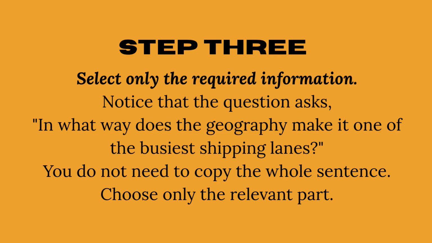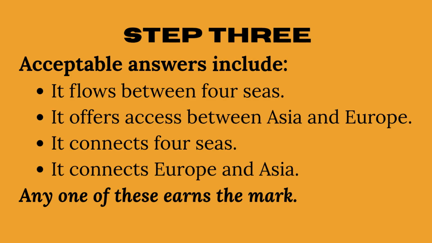Step 3. Select only the required information. Notice that the question asks, in what way does the geography make it one of the busiest shipping lanes? You do not need to copy the whole sentence. Choose only the relevant part. Acceptable answers include: it flows between 4 seas. It offers access between Asia and Europe. It connects 4 seas. It connects Europe and Asia. Any one of these earns a mark.